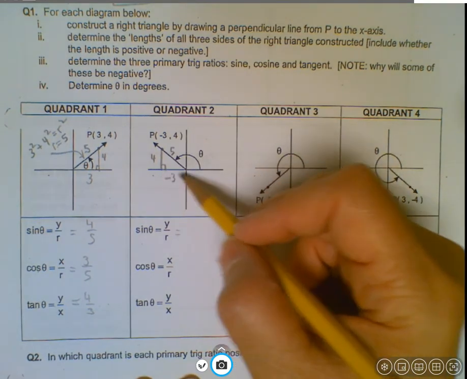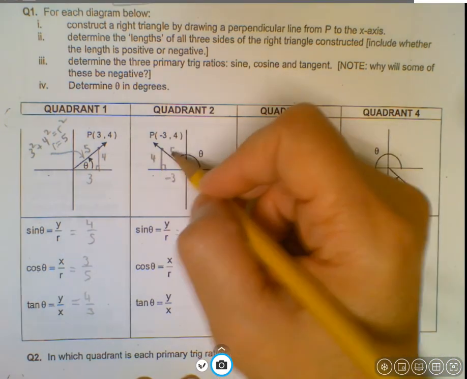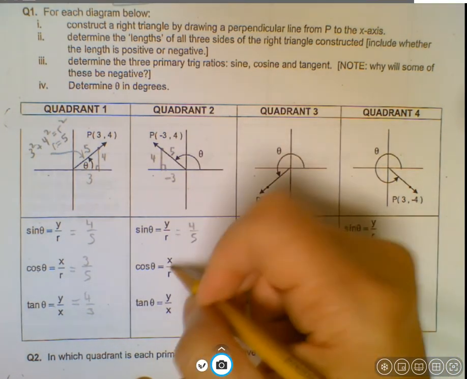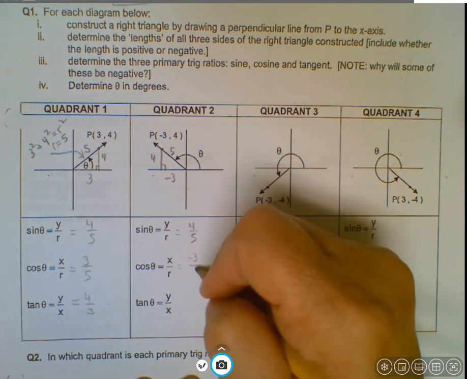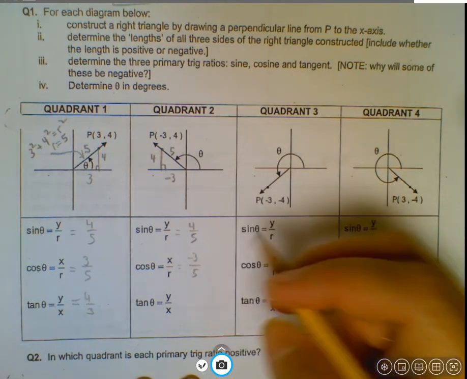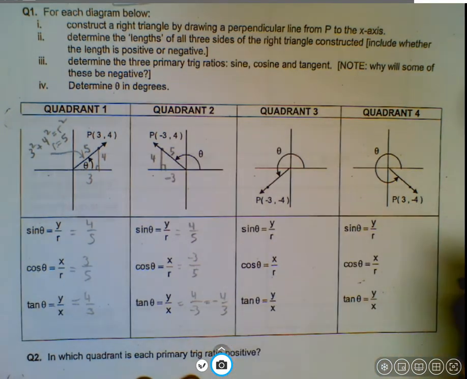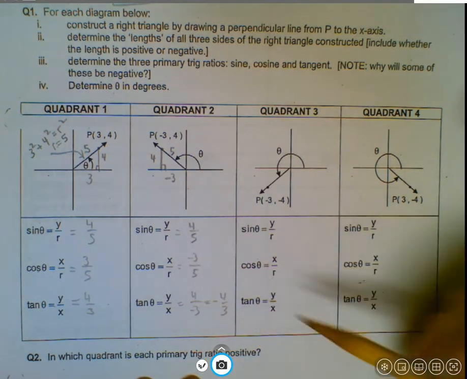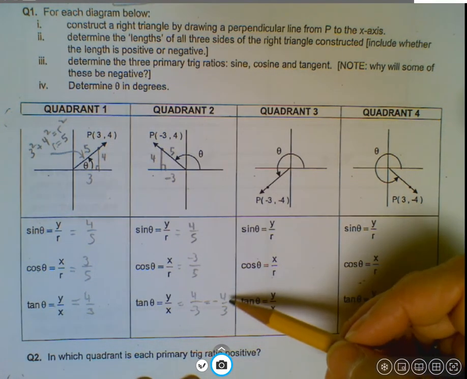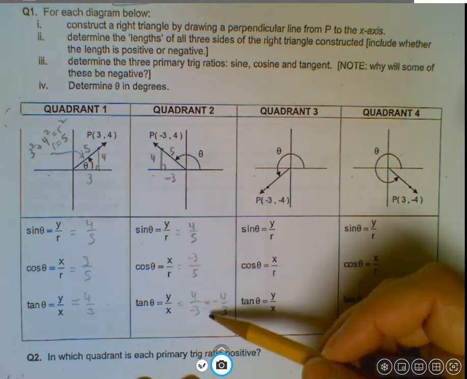But this adjacent now is negative. So when we're calculating our sine, opposite over hypotenuse, adjacent is -3, so cosine is -3 over 5, and tan is 4 over -3, or in other words, -4/3. So you see what happened? The numbers are exactly the same, but some of the signs, S-I-G-N, positive, negative, are going to be different depending on where the angle is.